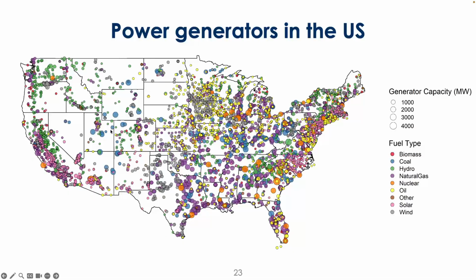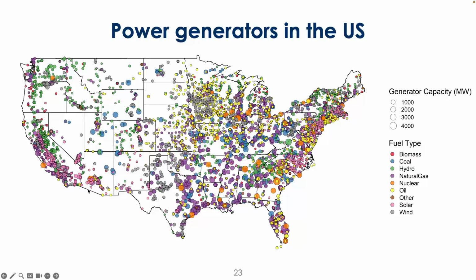So, things to watch out for on this figure. You've got all these dots. The color of the dots corresponds to the type of power plant, the fuel type. So you have blue for coal, green for hydro, purple for natural gas, orange for nuclear, and then solar in pink. And then the size of the dot corresponds to how big the power plant is, essentially how much power it can produce at its peak capacity.